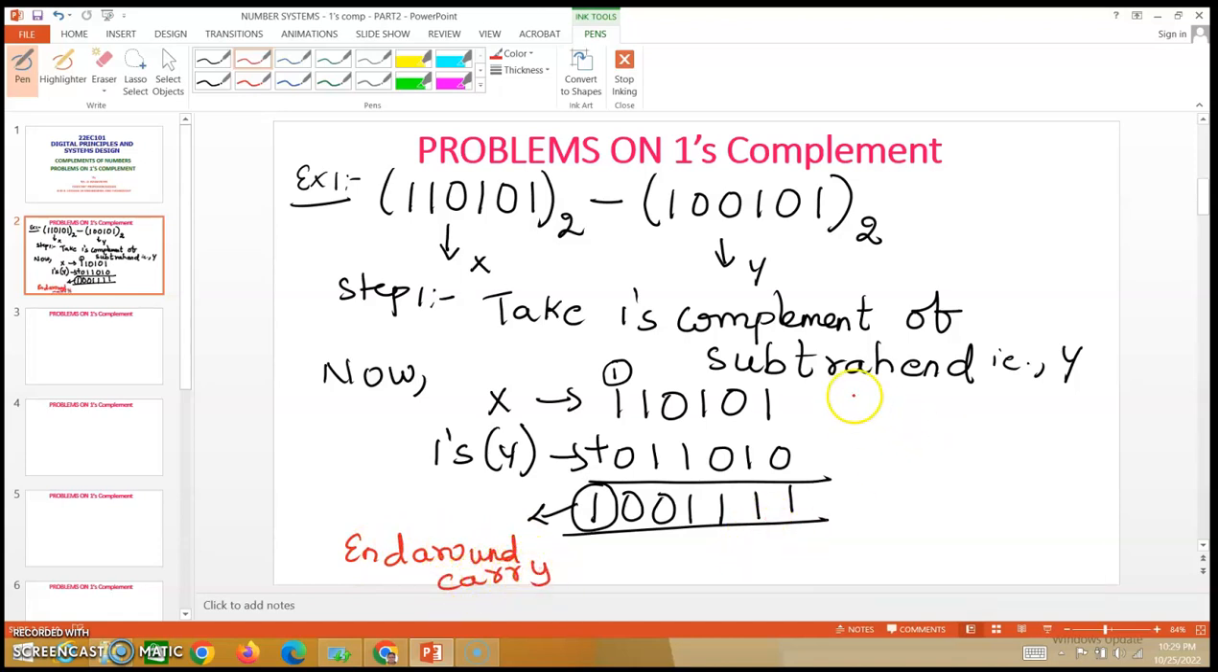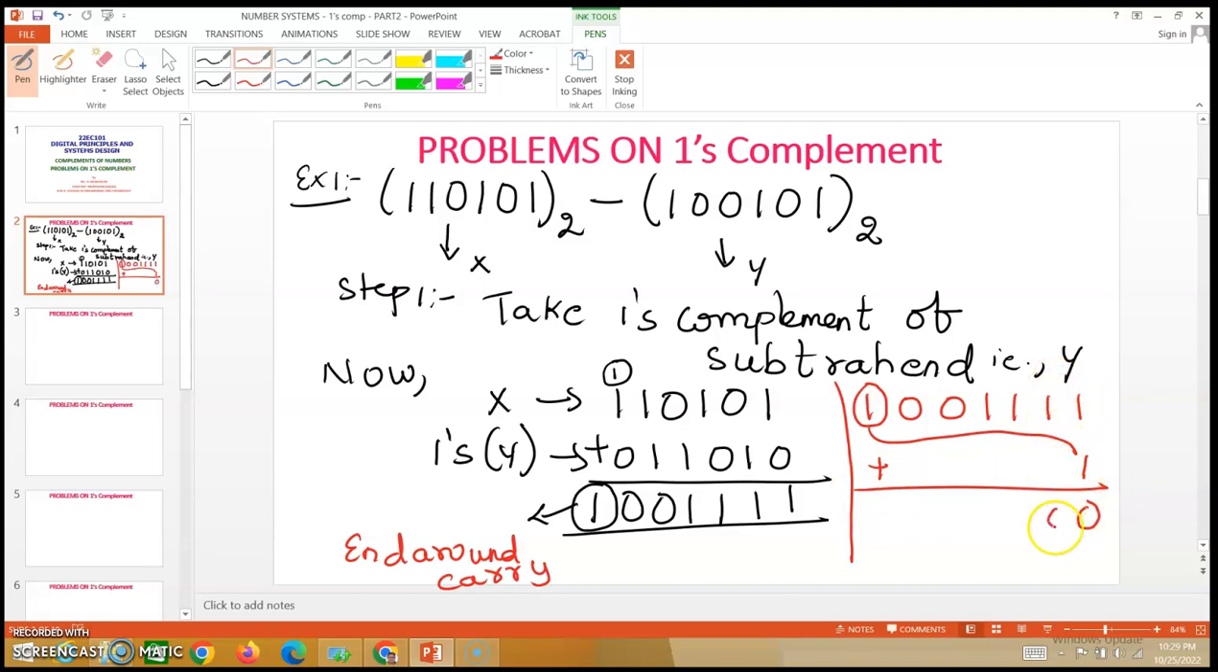The next step is, this is your answer, 1 0 0 1 1 1 1. For this end around carry, you put this 1 on the least significant bit side and add once again. So add once again, and this is the final answer for this question.